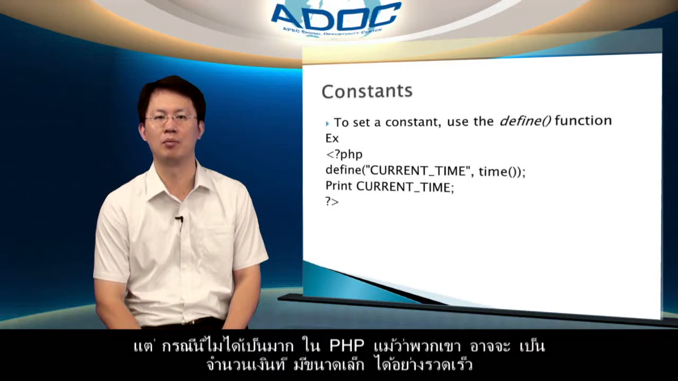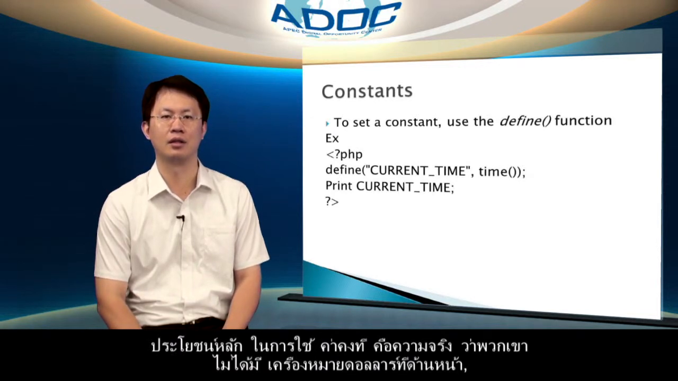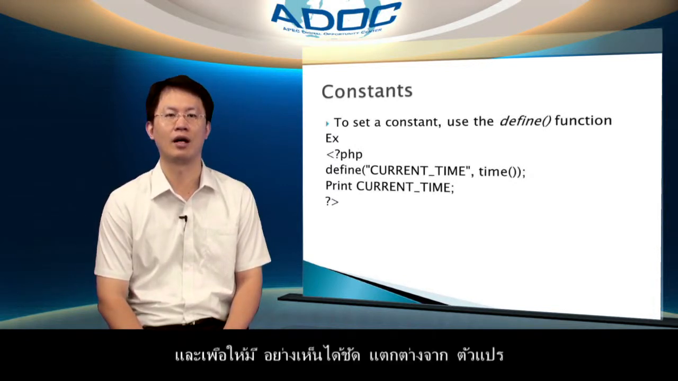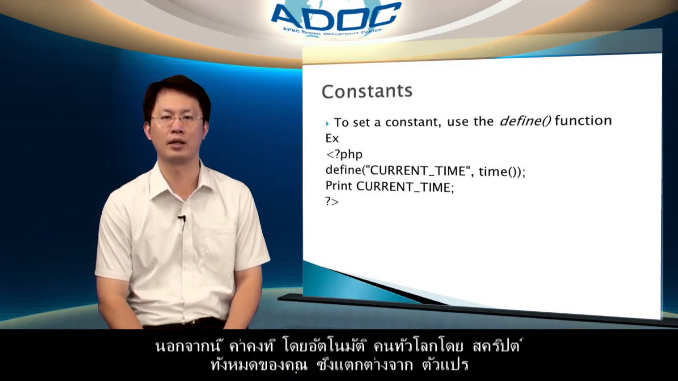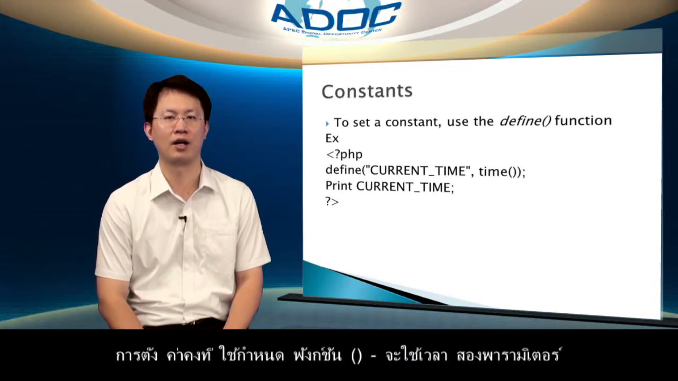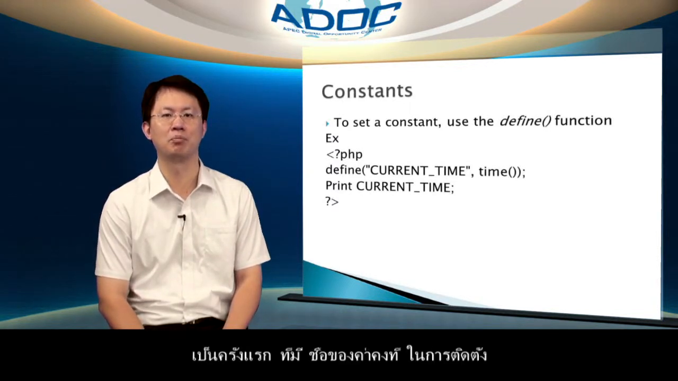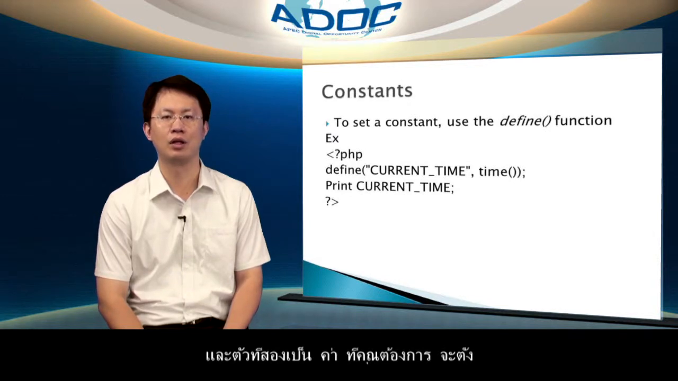Although they are perhaps a small amount faster, the primary advantage to using constants is the fact that they do not have a dollar sign at the front, and so are visibly different from variables. And furthermore, constants are automatically global across your entire script, unlike variables. To set a constant, use the define function. It takes two parameters, with the first being the name of the constant to set, and the second being the value to which you wish to set it.